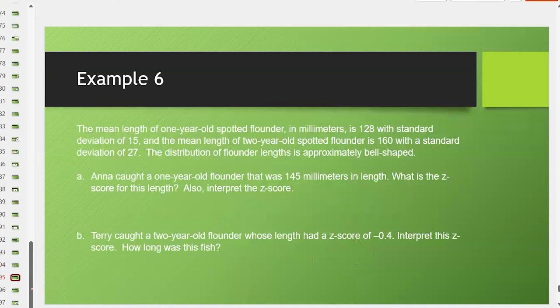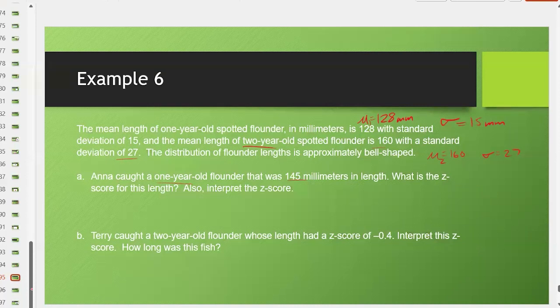So the mean length of 1-year-old flounder in millimeters is 128 with a standard deviation of 15. So we know this is our population mean, 128 millimeters, with a standard deviation of 15 millimeters. And the mean length of 2-year-old flounder is 160, with a standard deviation of 27. Call that 2. If we catch a 1-year-old flounder that's 145 millimeters in length, what's the z-score?